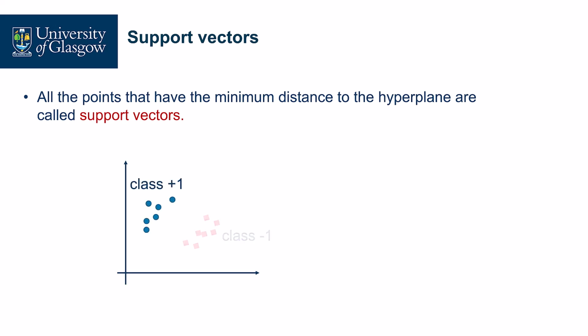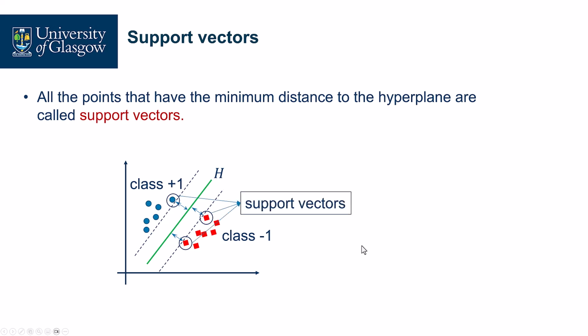Let's see a figure. Where are the support vectors if the hyperplane is here? We can first draw the boundary, and we can see those with the minimum distance are here, here, and here, right? These have the smallest distance to the hyperplane. So we call them the support vectors.